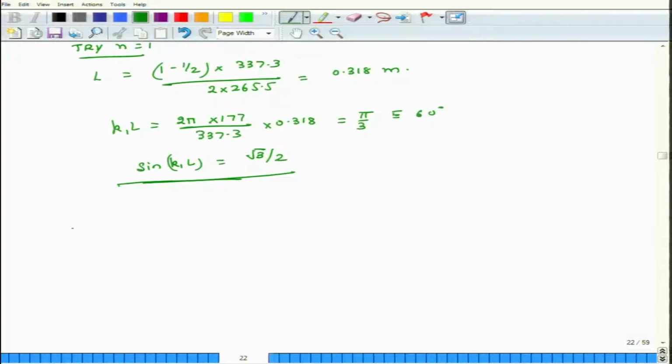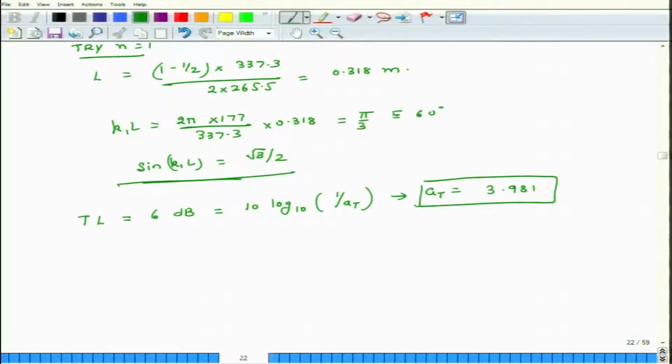So, with that understanding, we now compute transmission loss. At 177 hertz, we need to have a minimum transmission loss of 6 decibels. So, the relation is transmission loss equals 6 dB and that equals 10 log base 10 of 1 over AT. So, this gives us 1 over AT to be 3.981.